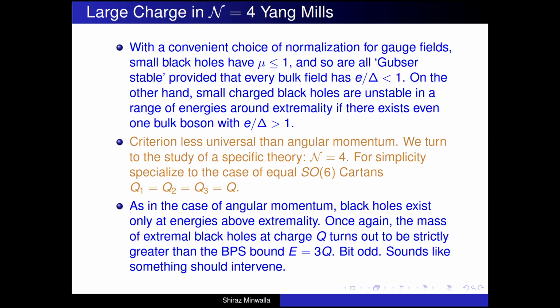Let's choose our favorite theory, N=4 Yang-Mills theory. In N=4 Yang-Mills theory, surprise, surprise, the condition for instability, the existence of modes with e/Delta greater than or equal to 1, is instability. The BPS bound tells us e/Delta is less than or equal to 1. So we are on the edge. Modes that are BPS are on the edge of being unstable. You have to do a little more calculation to check whether they're unstable or not.